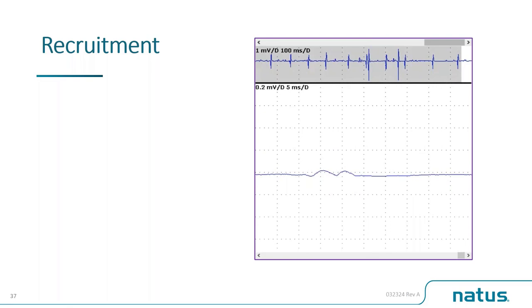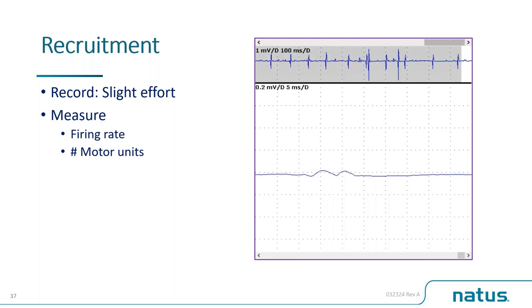In recruitment analysis, we record always at slight effort. We measure the firing rate and the number of motor units. And it's a relationship between these two phenomena. The firing rate modulation and activation, which makes up recruitment analysis. And it's a quite interesting concept, but also one of the most challenging aspects in our EMG examination.